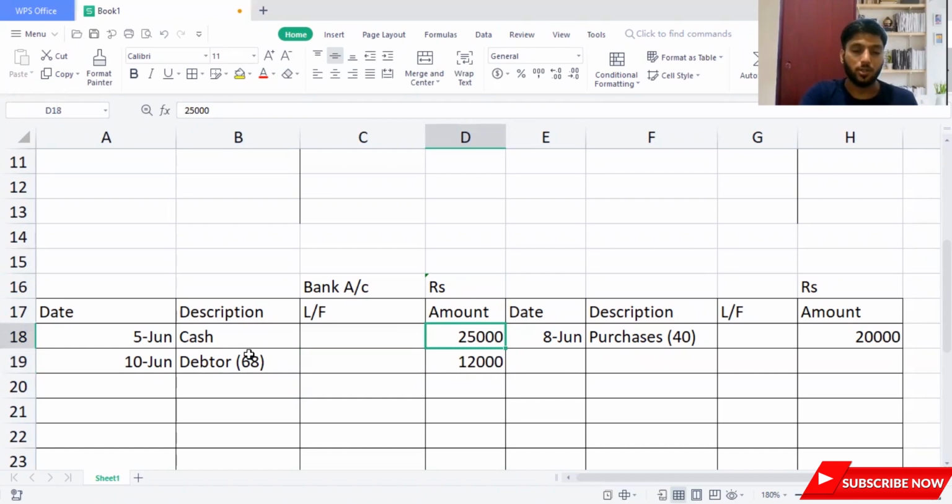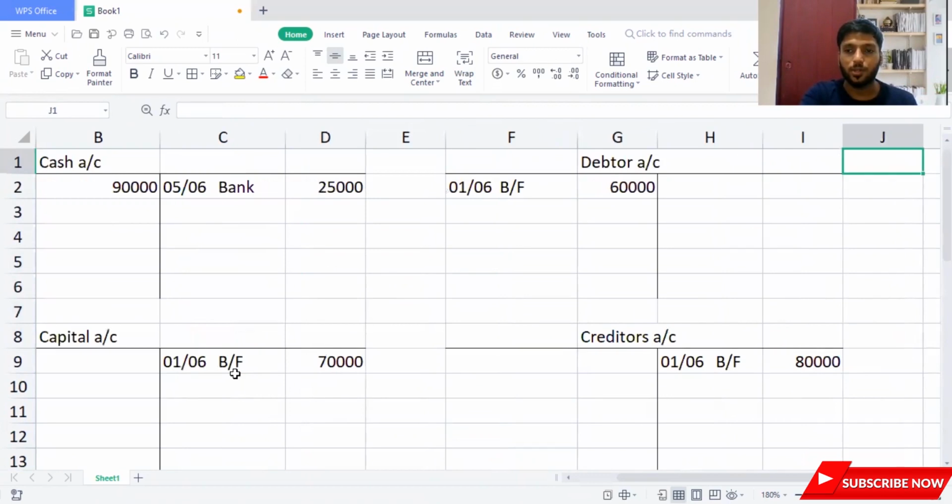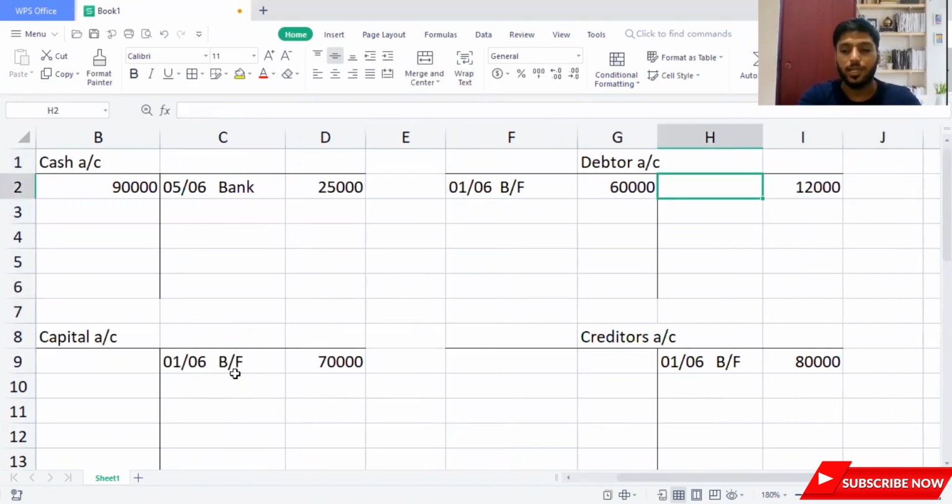Now after recording this 12,000, I'm not yet done. This is on the debit side of the bank account, so I should record it on the credit side of the debtor's account, because double entry says one side is debit and the other side should be credit. It's easy. The debtor is an asset account, and when an asset account decreases, it should be credit. I'll write the 12,000 first, then the date, 8/6, and I'll write bank. So they have deposited 12,000.